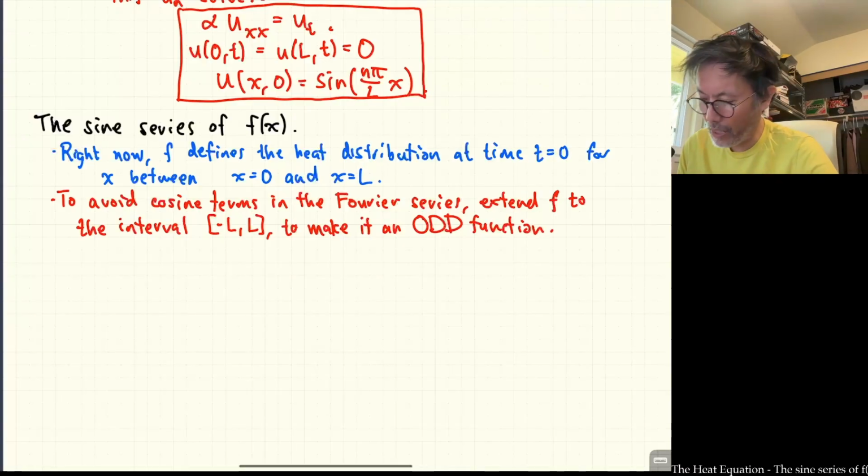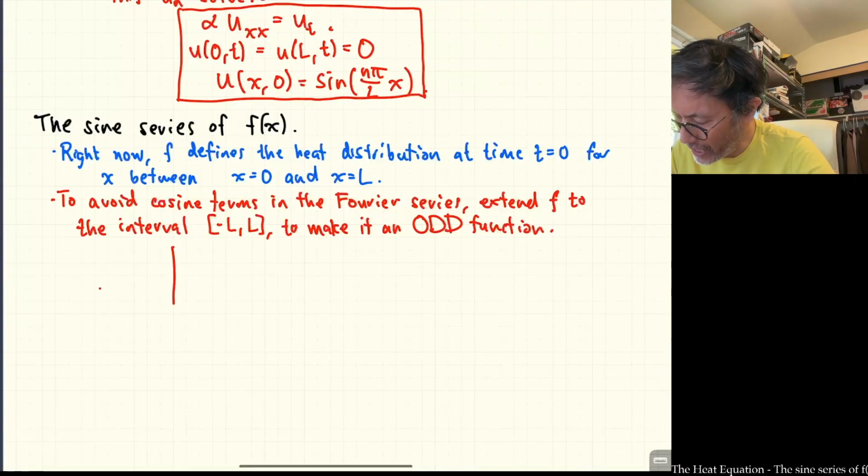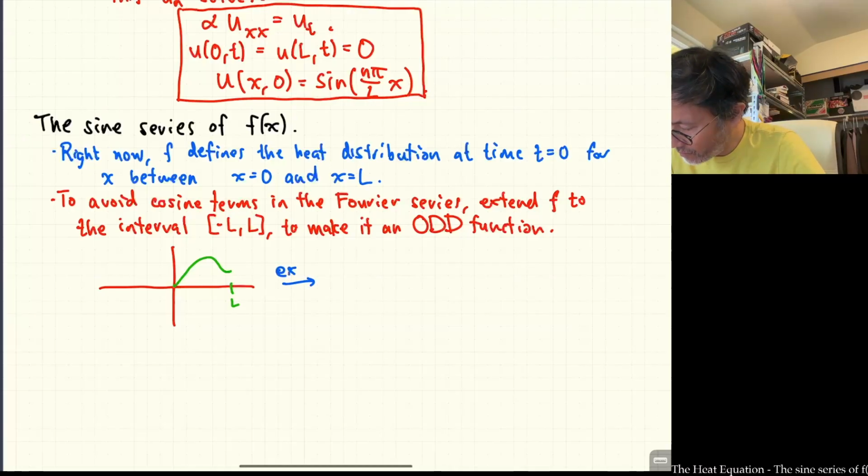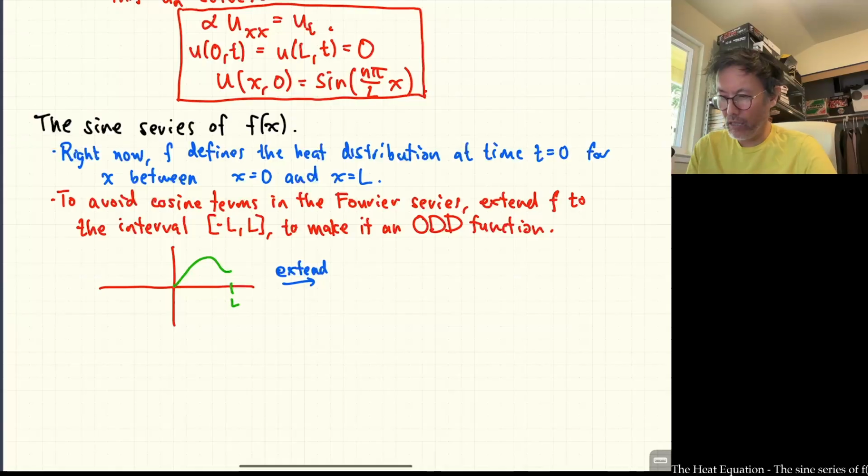An odd function. We want to extend f to the interval from negative L to L to make it, and this is the crucial part, an odd function. So here's what I'm talking about. If we have f defined, let's say, in the following way, maybe it looks like this. This is from 0 to L. This is what it looks like. Then what I want to do is extend this function from negative L to L.